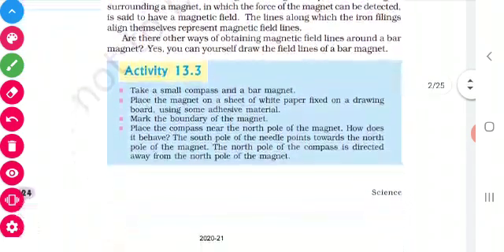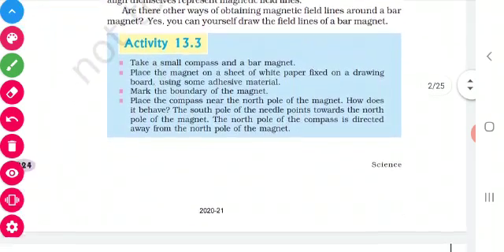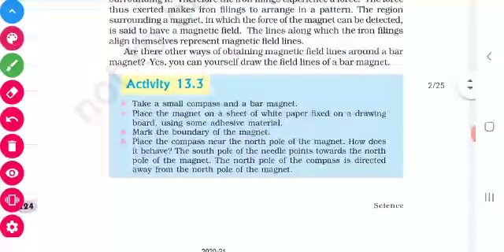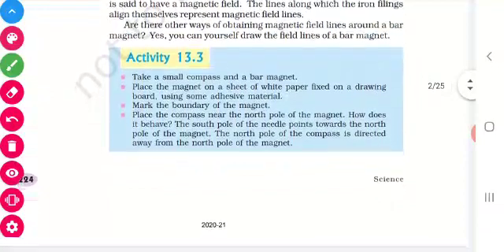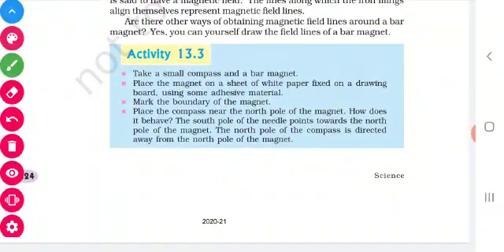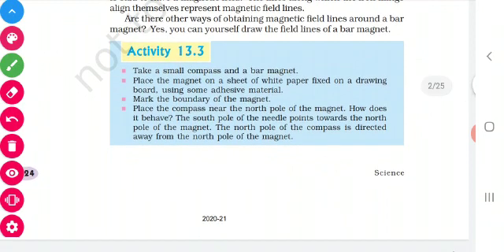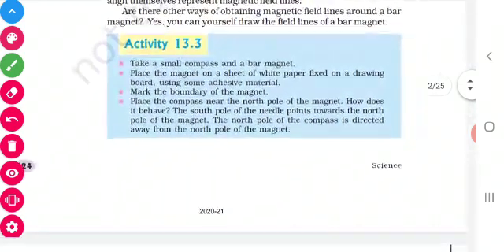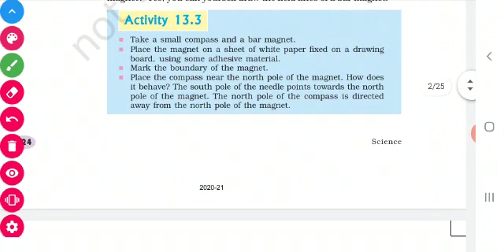Now we are going to see these magnetic field lines with the help of an activity. For this, again we are going to take a small compass and a bar magnet. Then we place the magnet on a sheet of white paper fixed on a drawing board using some adhesive material, as we did before. Now we have to mark the boundary of the magnet with a pencil.